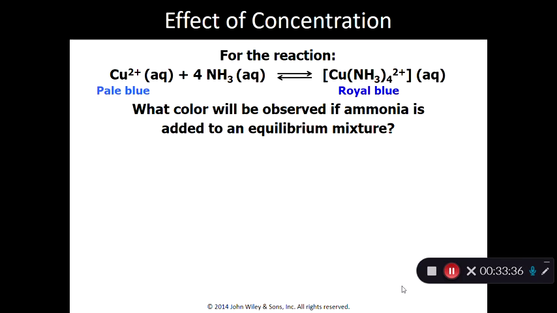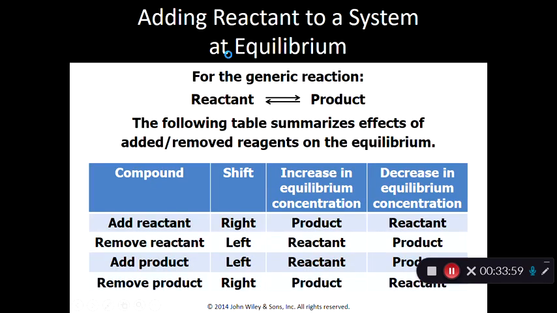Look at this one. We have this reaction, reverse and forward reaction. In the lab, we are going to see how it works. What color will be observed if ammonia is added to the equilibrium mixture? Ammonia is here in the reactants. We add reactant. Please look here. We add reactant. The system shifts to the right because it's going back to the equilibrium. It's going to produce product.